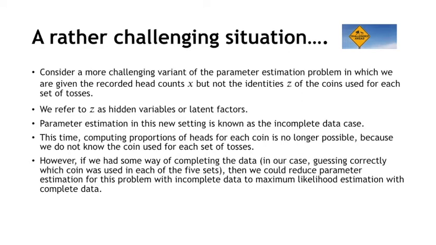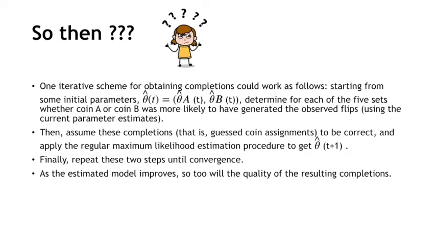But if we can have some kind of method with the provision of completing the data, then we could again use maximum likelihood estimation with complete data. That means right now we have incomplete data, so we are not able to apply maximum likelihood estimation directly. Rather, we would try to create complete data from this incomplete data so that we can directly apply maximum likelihood estimation. So then what do we need to do?